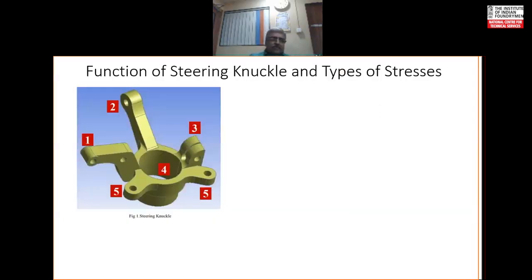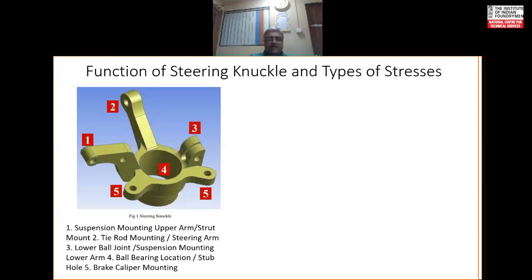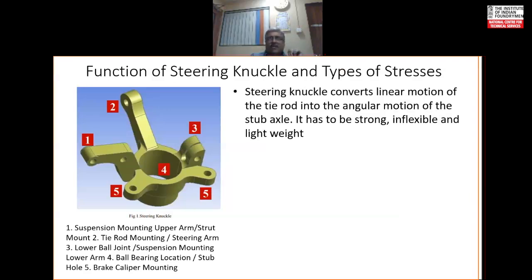This diagram shows a 3D drawing of steering knuckle, and all these points 1, 2, 3, 4, 5 indicate what are the different linkages to which this knuckle is connected. Now, what is the role of steering knuckle? The role of steering knuckle is to convert linear motion of tie rod into the angular motion of the stub axle. So it has to be strong, it has to be inflexible, and as lightweight as possible.